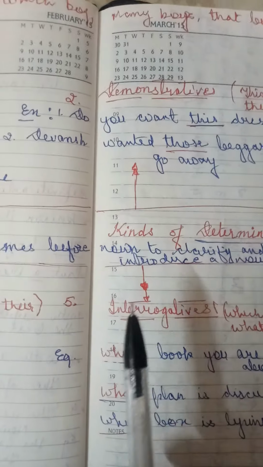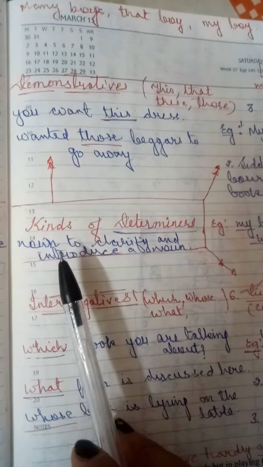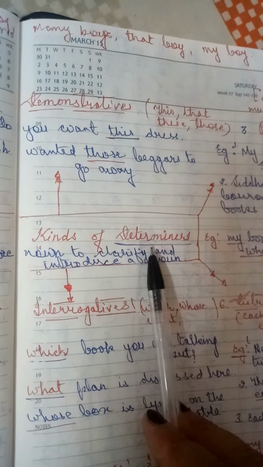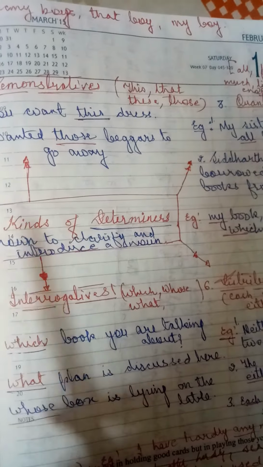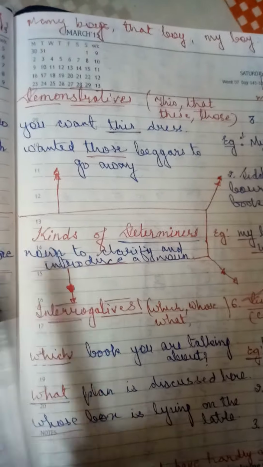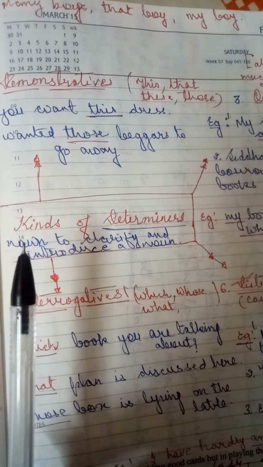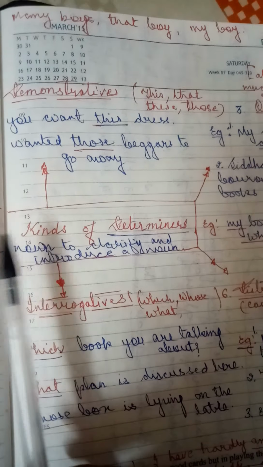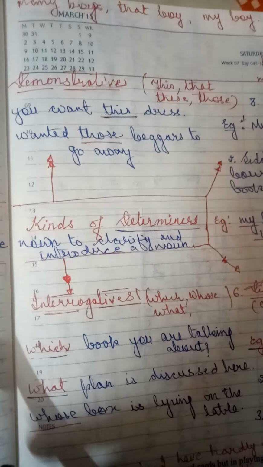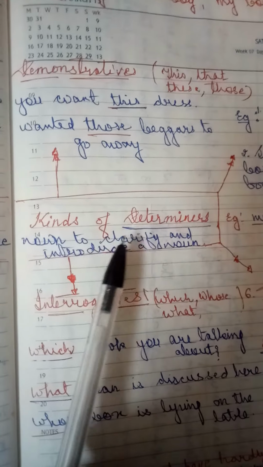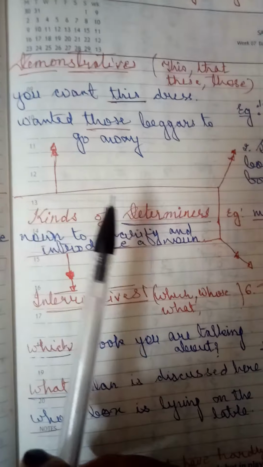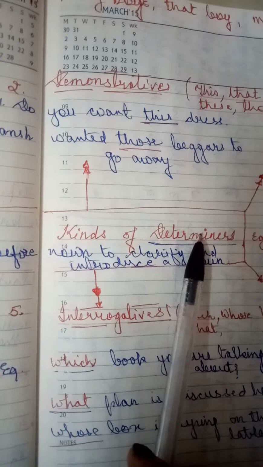Good morning, students. Today we'll talk about the kinds of determiners. In the previous chart, I already explained the articles. Articles are also part of the determiners. So I'll refresh you once again. The very first thing I'll talk about is the kinds of determiners.